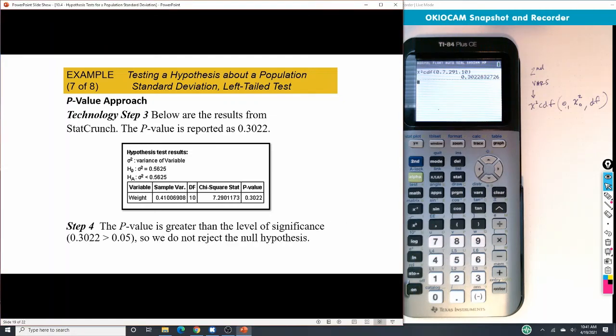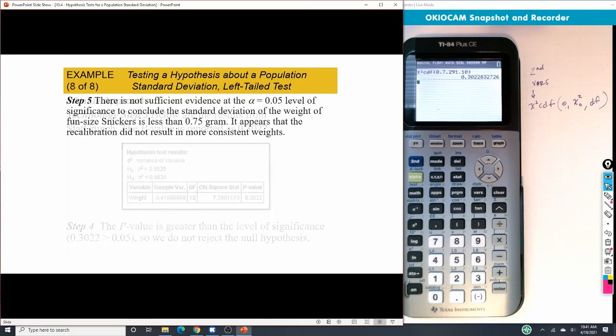Okay, now since our 0.30 there that we calculated for a p-value is greater than the 0.05 significance value that alpha was, then we do not reject the null hypothesis. Okay, and so it still does the same pieces as we've done before. Okay, so there's not enough evidence to conclude that it's less than 0.75.